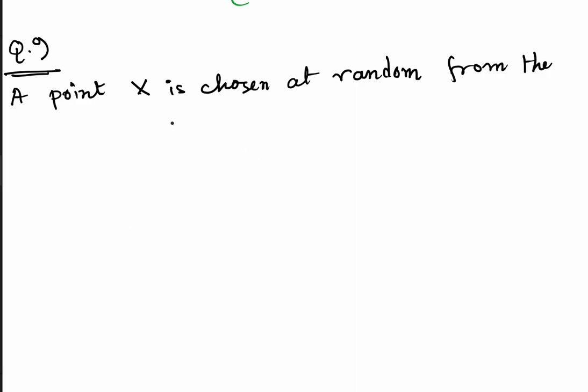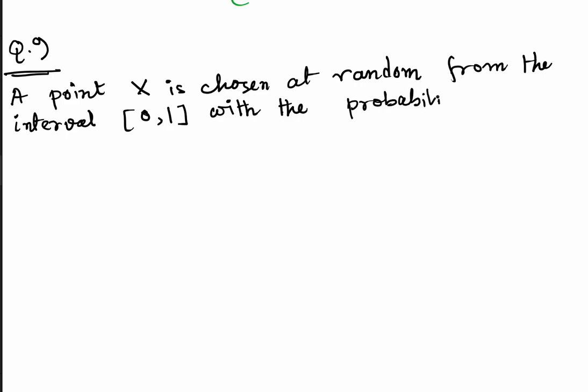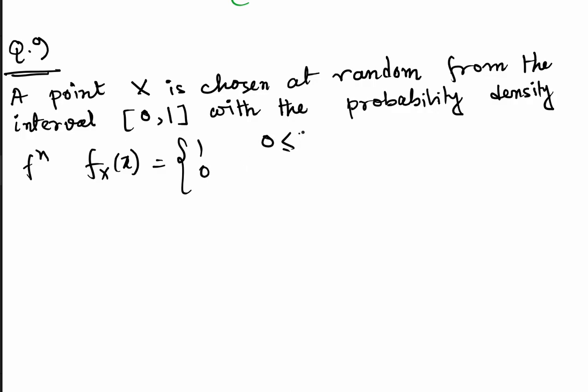Question 9. A point X is chosen at random from the interval 0, 1 with the probability density function f(x) = 1 if x is in 0 to 1, and 0 otherwise.